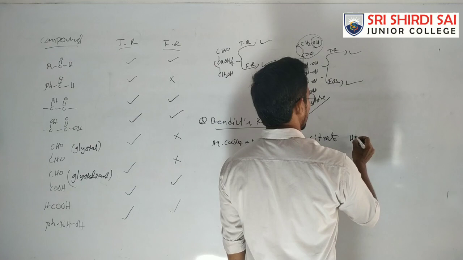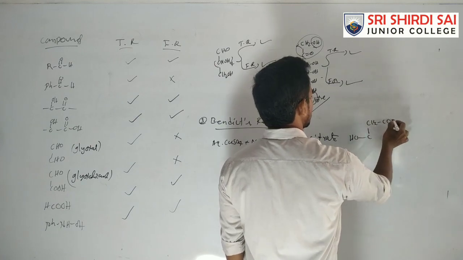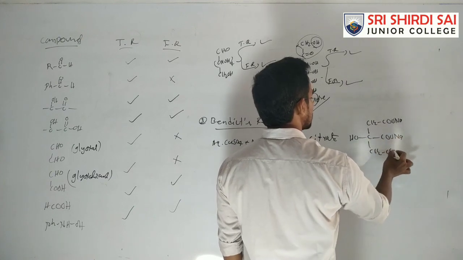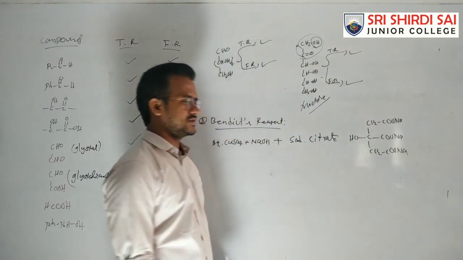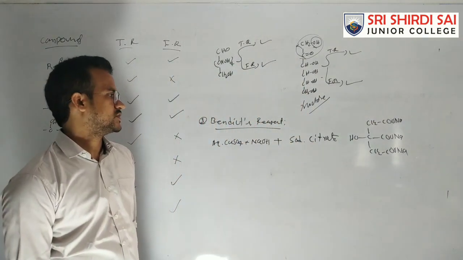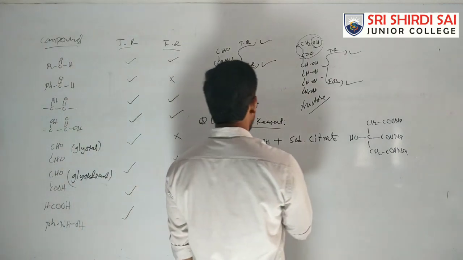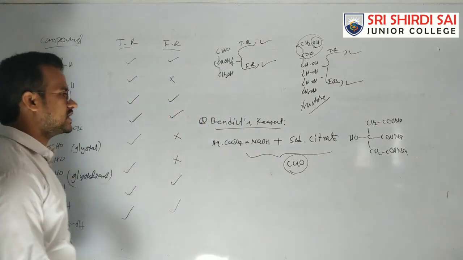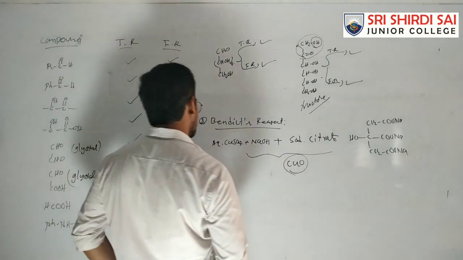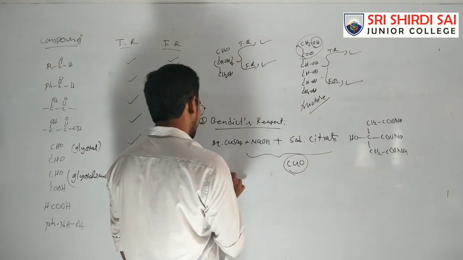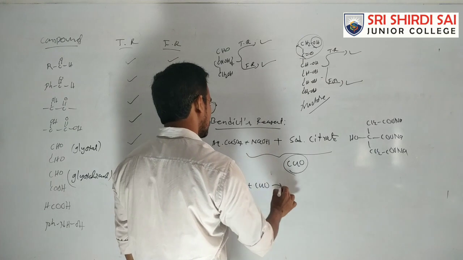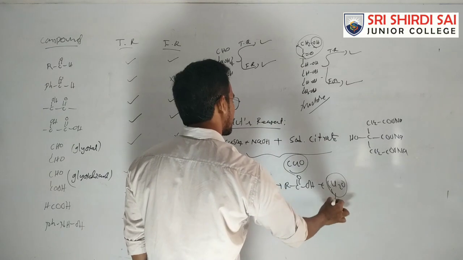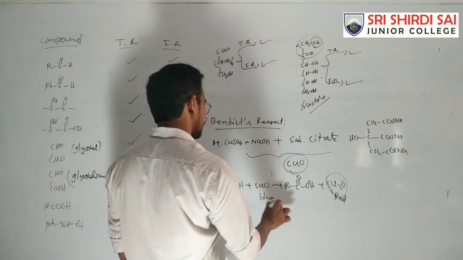Citrate means CH2COONa, C(OH)COONa and CH2COONa. Sodium citrate, citric acid, you know that. Again here, this is simply represented as CuO, cupric oxide, Cu2+. So the aldehyde on reacting with the CuO is converted to a carboxylic acid, and the blue colored compound is converted to Cu2O, a red colored compound.